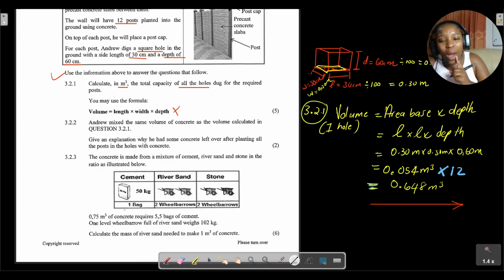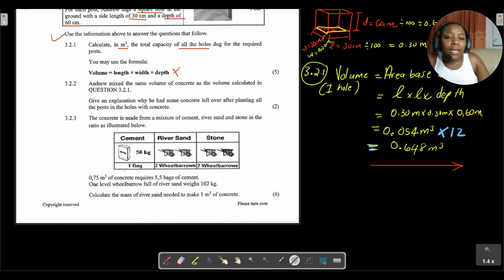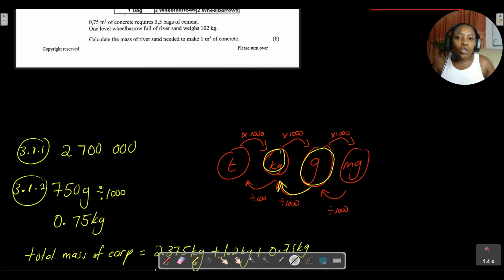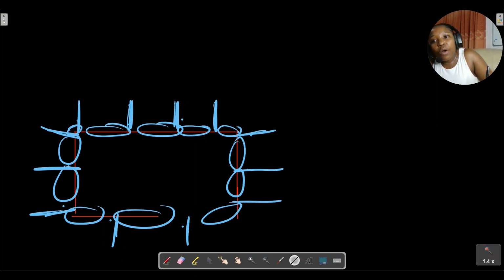Give an explanation why he had some concrete left after planting all the posts in the holes with concrete. Why would Andrew have extra concrete left? We found that he needs exactly 0.648 meters cubed of concrete. But why does he have concrete left? To think of this, we can see that these are the holes that he's digging. Why would he have extra concrete left there?